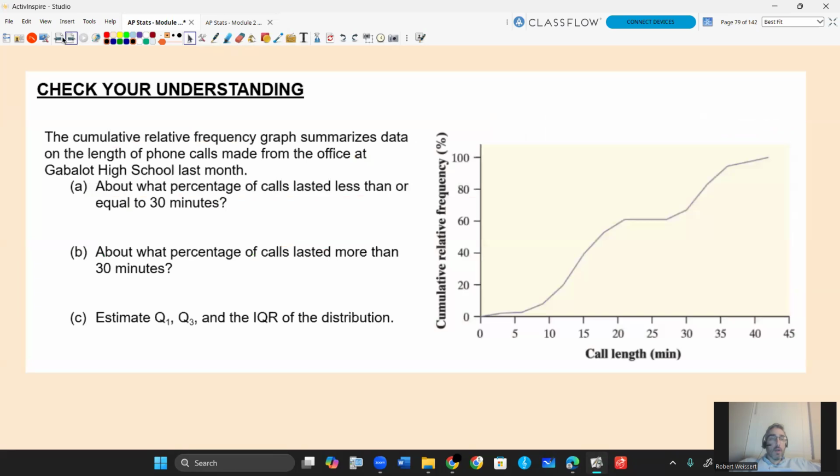Lastly, let's do a check your understanding. So we have another cumulative relative frequency graph. It summarizes the data of the length of phone calls made from the office at Gabelot High School last month. About what percentage of calls lasted less than or equal to 30 minutes? About what percentage of calls lasted more than 30 minutes? And then finally, we want to estimate Q1, Q3, and the IQR. So pause the video, try this one on your own, and then we'll go over the questions.